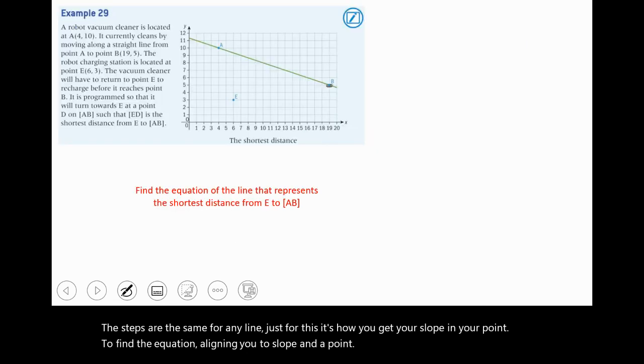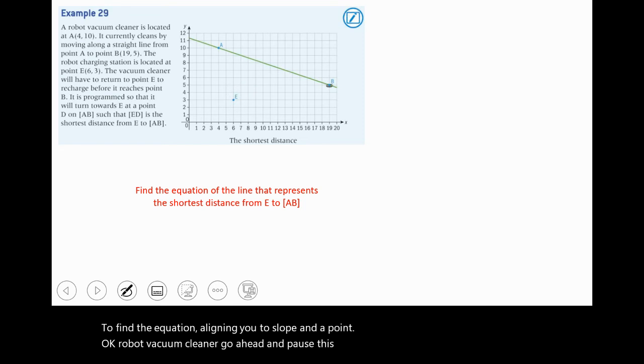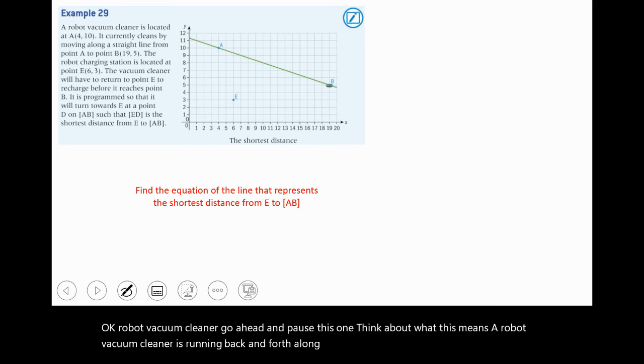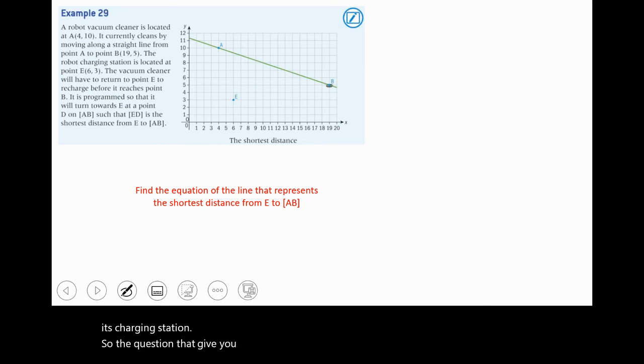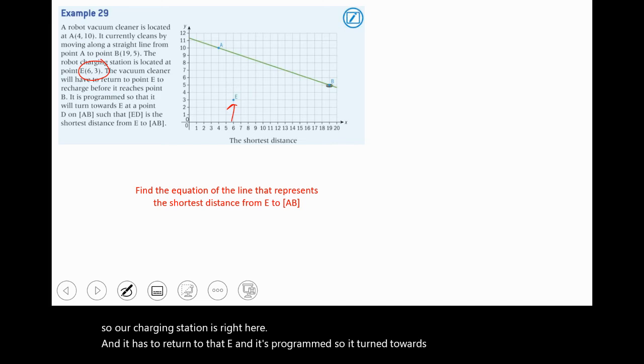Okay, robot vacuum cleaner. Go ahead and pause this one. Think about what this means. A robot vacuum cleaner is running back and forth along line AB, and then it needs to get back to its charging station. So the question, they give you some different values, and it says the charging station is point E. So our charging station is right here, and it has to return to that E, and it's programmed so it will turn towards E such that ED is the shortest distance.